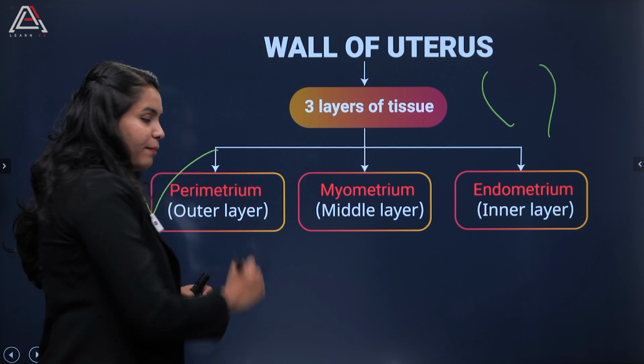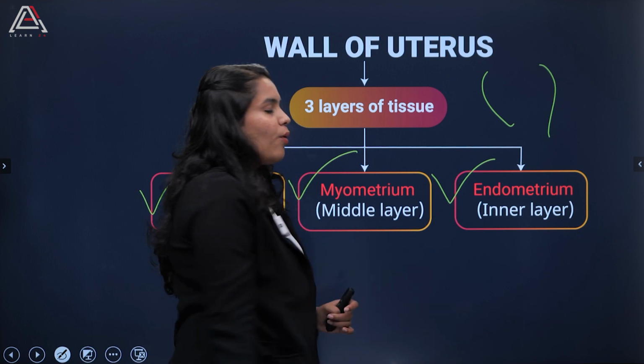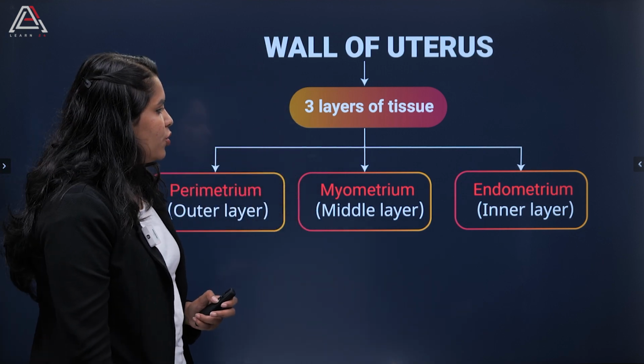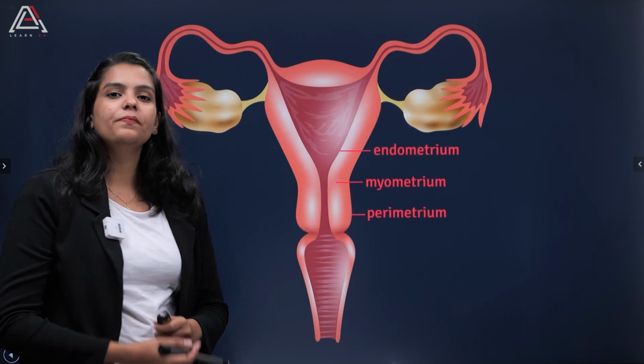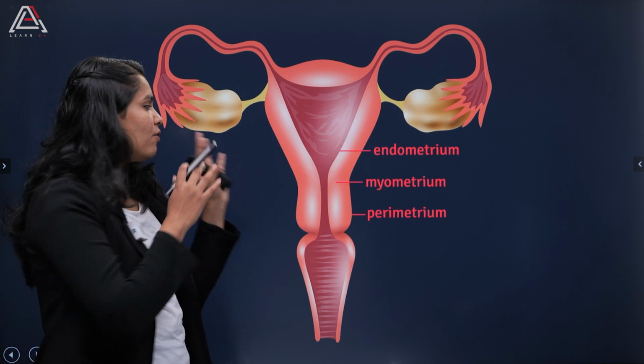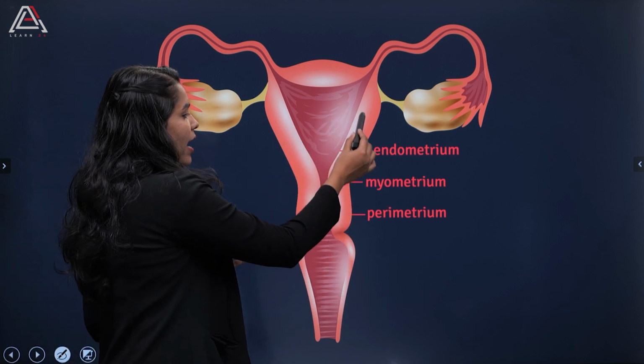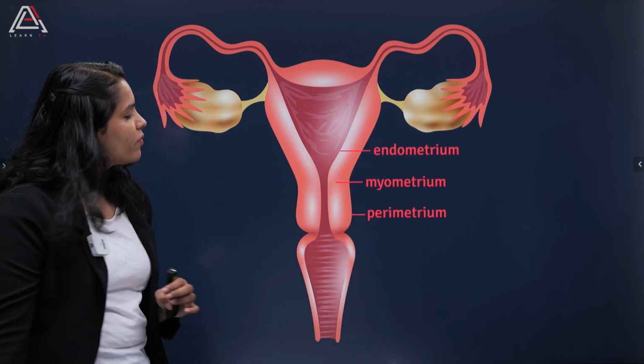are perimetrium, myometrium and endometrium. Let me show you that structure. Okay, this one. So this is the female reproductive system. You have already seen this structure, right? So this was the uterus. And this is the uterus's wall.